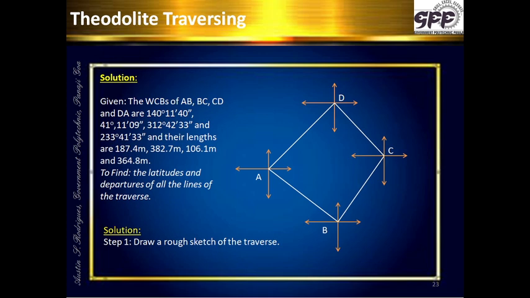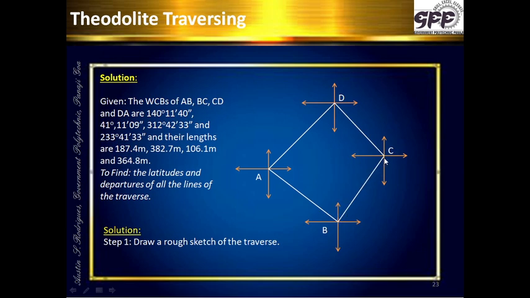The WCBs, the whole circle bearings of AB, that's the north direction. So from here 140 degrees 11 minutes 40 seconds, I've drawn a rough sketch. I've got this line, then I have got the point B over here. At the point B, I've got the next angle, that is 41 degrees 11 minutes 9 seconds with respect to the north. So I've got that.